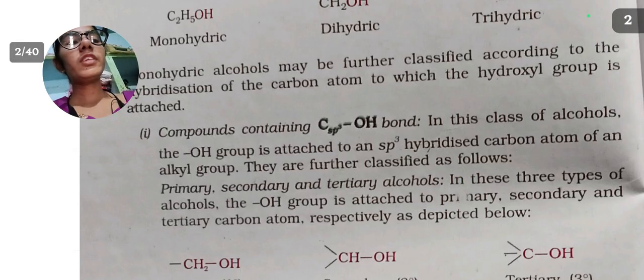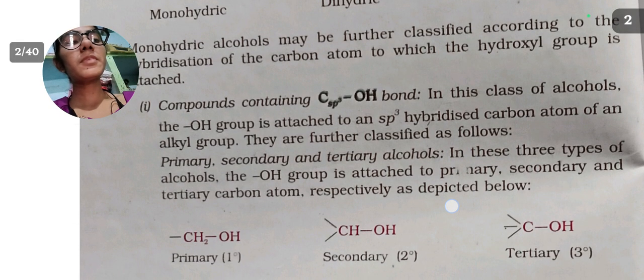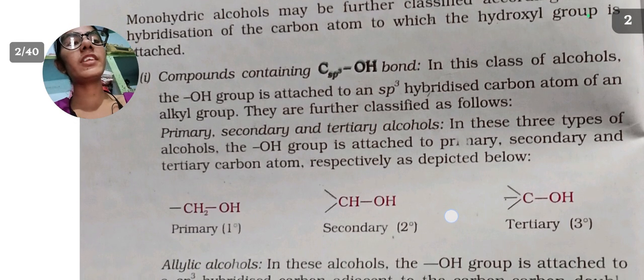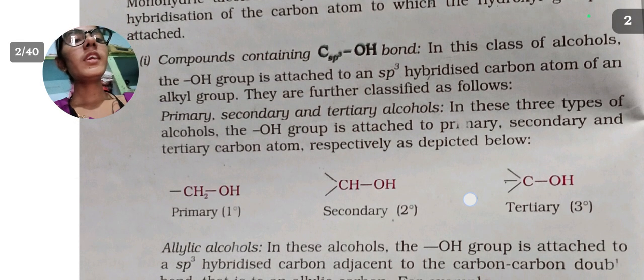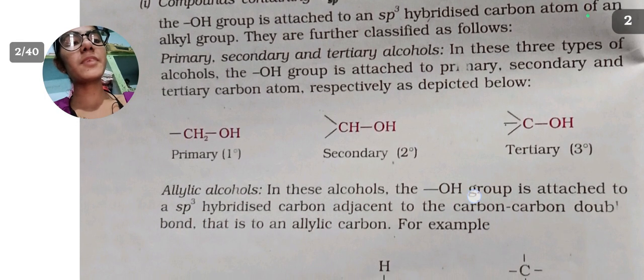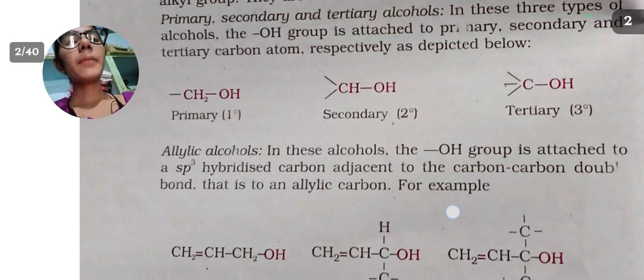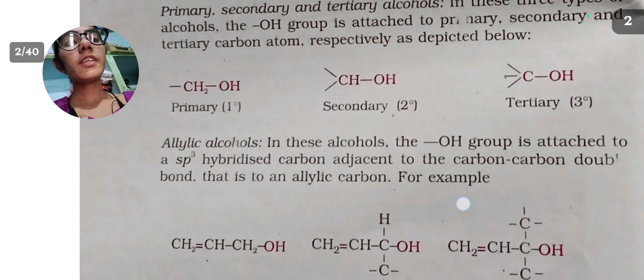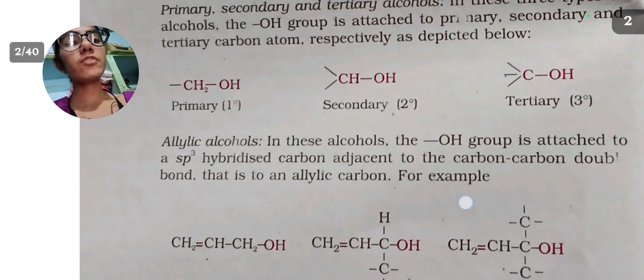Monohydric compounds may be classified according to the hybridization of the carbon to which the OH group is attached. Compounds containing the sp3 C-OH bond: in these classes of alcohols, the OH is attached to the sp3 hybridized carbon atom of an alkyl group. They are further classified as primary, secondary and tertiary alcohols. In these types of alcohols the OH group is attached to a primary, secondary and tertiary carbon atom respectively, as depicted below. Primary alcohols are those in which the OH group is attached to a CH2, secondary in which the OH group is attached to a CH, and tertiary in which the OH group is attached to a carbon with no hydrogen.